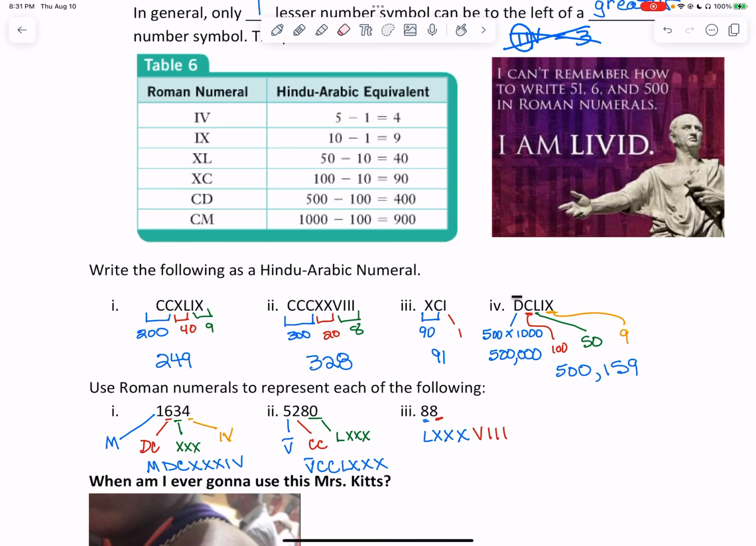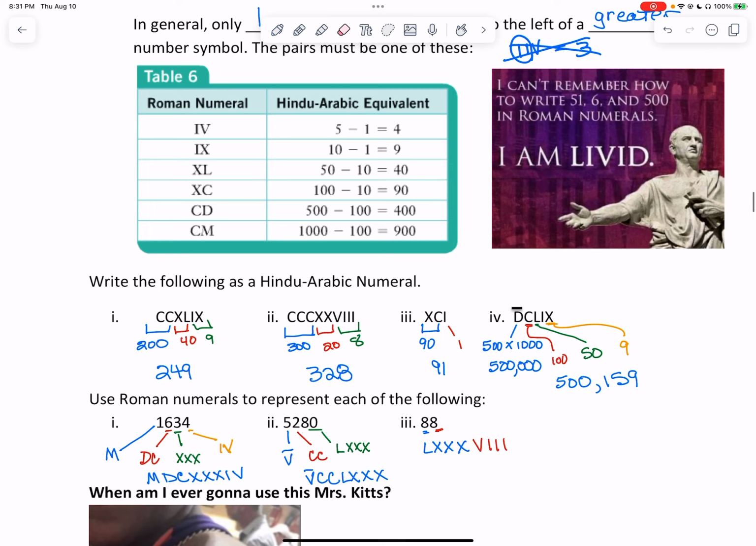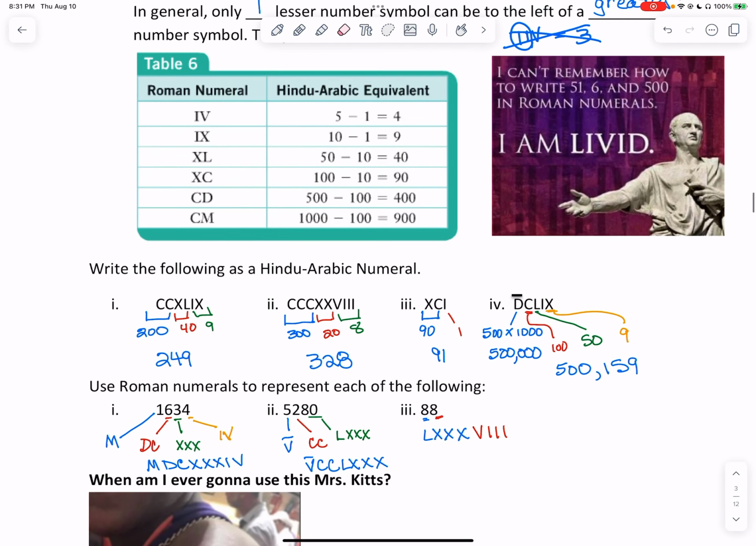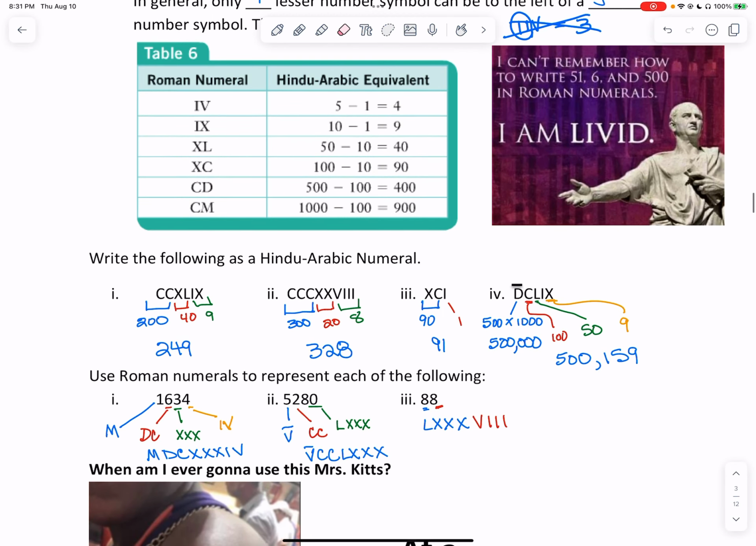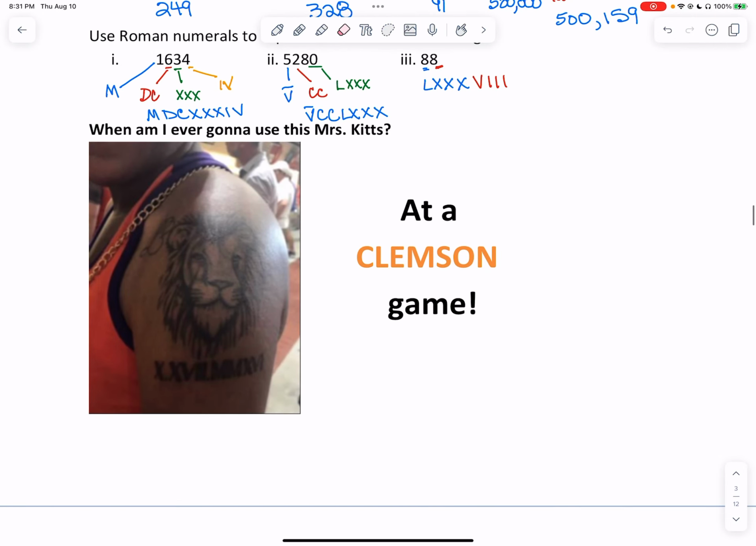5 and an 8. So you might ask me, Miss Kitts, when am I ever going to use Roman numerals? I mean, we don't use that anymore. At a Clemson game. Yes, I was at a Clemson game, and I was getting a Coke and some popcorn, and this lady was standing there, and I said, "Can I please take a picture?" And she looked at me kind of weird. And I said, "It's for educational purposes."